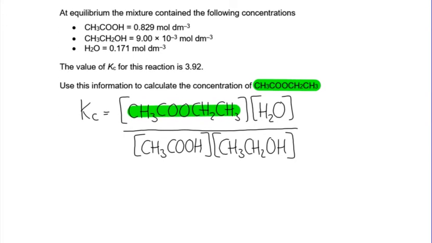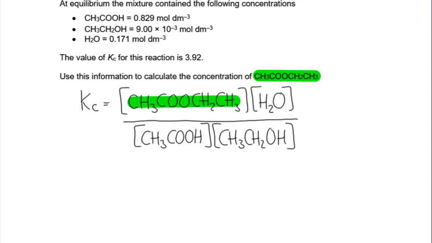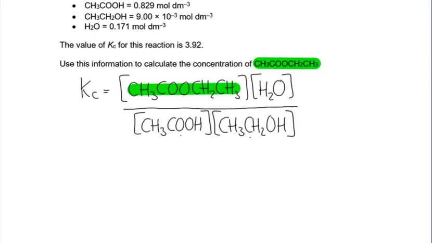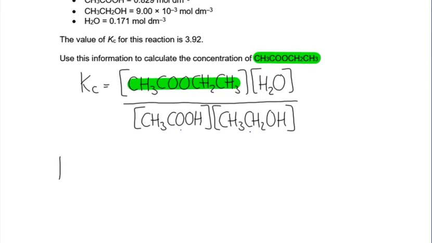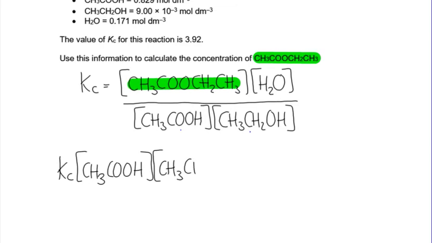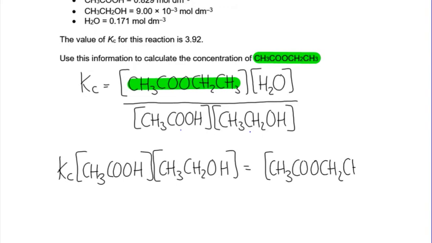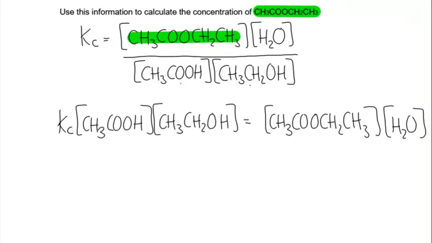So the first thing I would do is multiply both sides by this and this, the two bottom things, to get rid of them off the bottom. So I'm going to do that first. So I'm going to have Kc times ethanoic acid concentration times ethanol concentration equals ethyl ethanoate concentration, the one that I want, but we're still multiplied by water concentration. Right, so my next step would be to get the ethyl ethanoate on its own. I'm going to divide both sides by the water concentration.